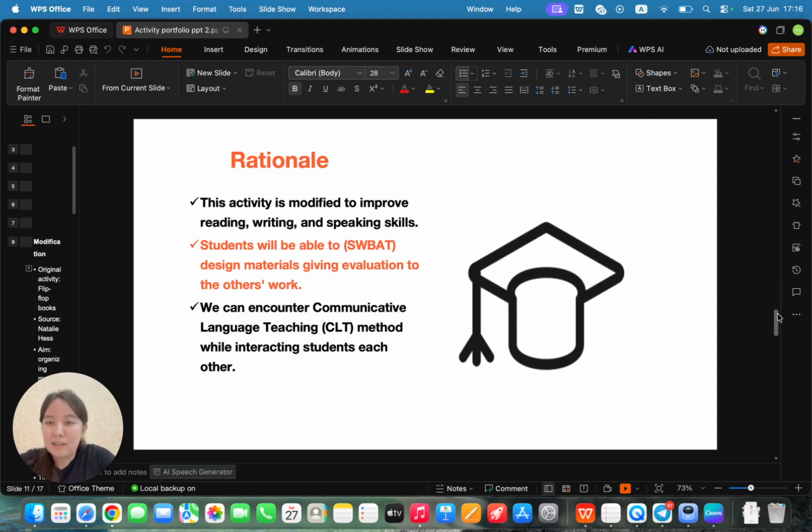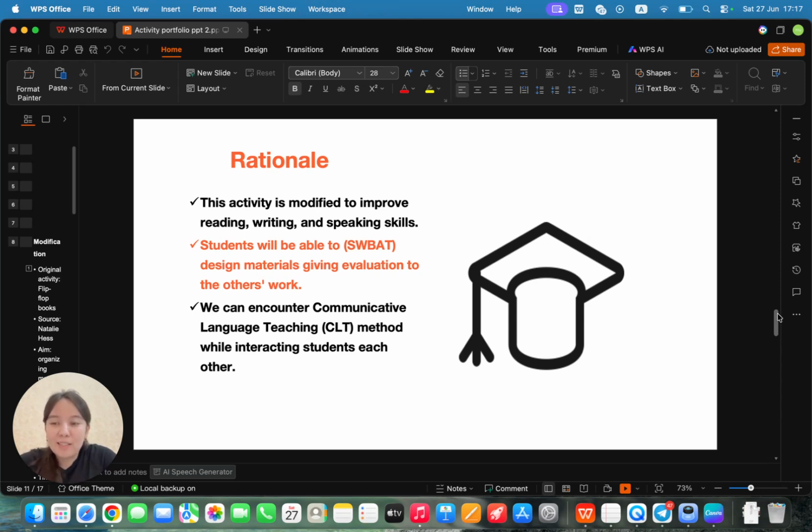The rationale of this activity is modified to improve reading, writing, and speaking skills. Students will be able to design materials, give evaluation, and give feedback on other work. We can encounter the communicative language teaching method, CLT, while students interact with each other.